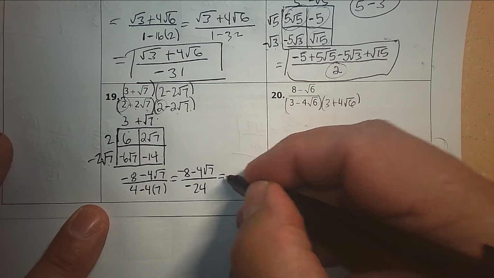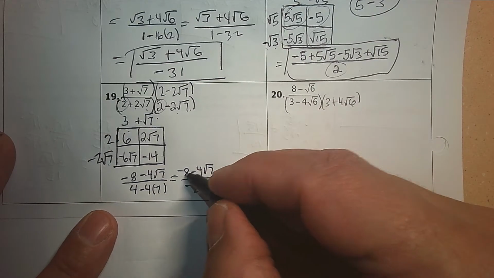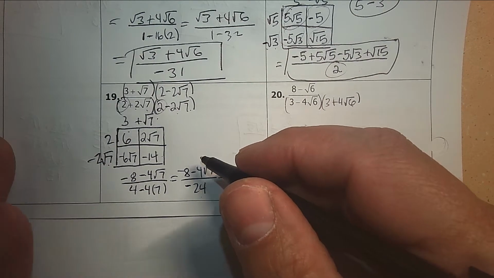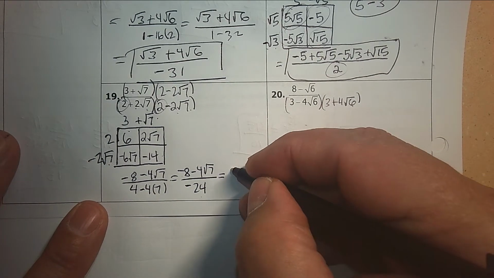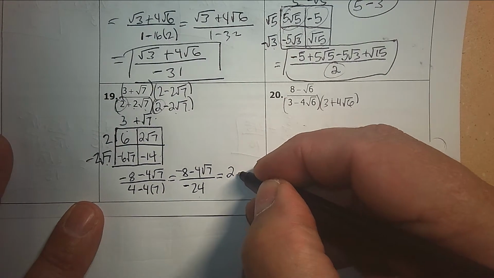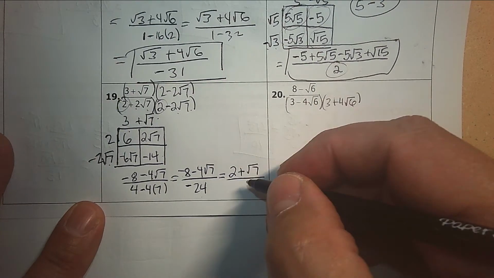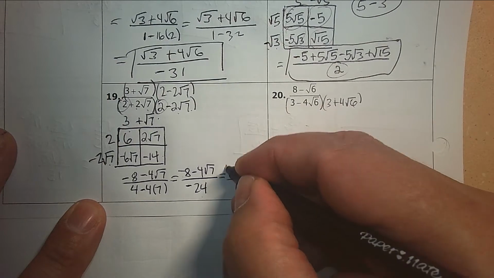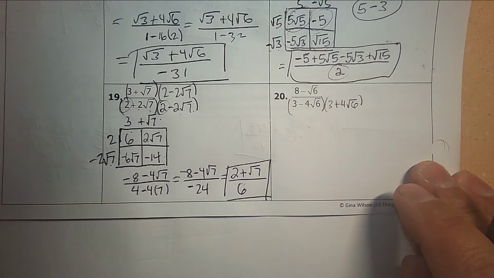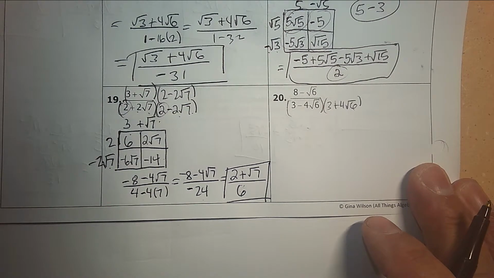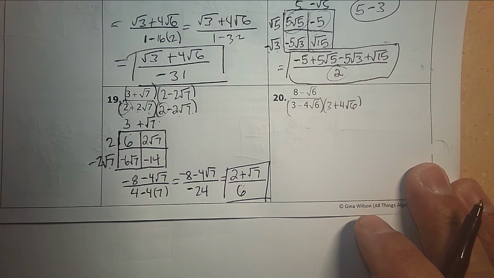What's the obvious number that goes into all three numbers evenly? And because they're all negative, we're going to divide by negative 4. That gives us 2 plus 1 root 7 all over positive 6. It's always better. If you can write it as a positive number, it's usually better. So what did I do as the last step? I divided everything by negative 4. All right, last one together, number 20.